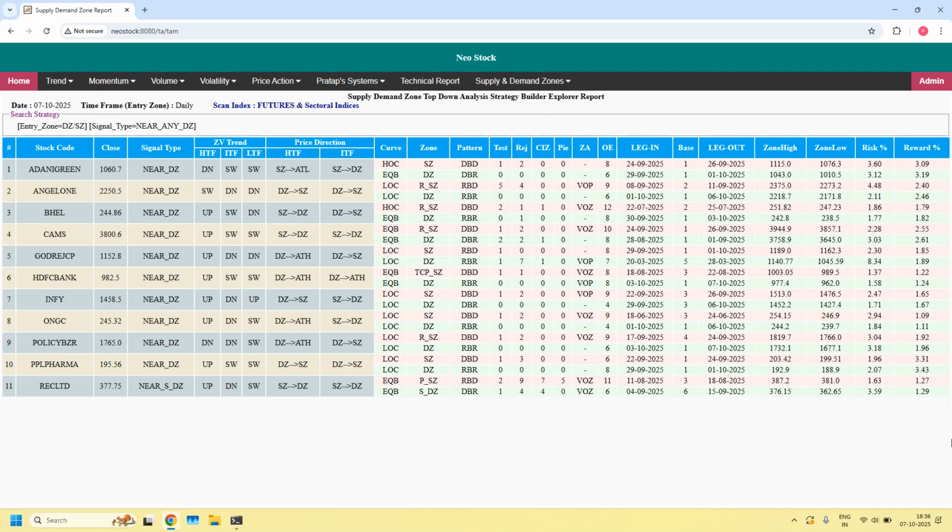We got 11 stocks. Let us identify high priority, high liquidity daily demand zones from this list. We got only one stock, REC Limited. One daily high liquidity demand zone we identified. And please remember, I am giving you very few seconds time to watch the report. So for all the reports, you have to pause the video, study the report, and then proceed to the next reports.